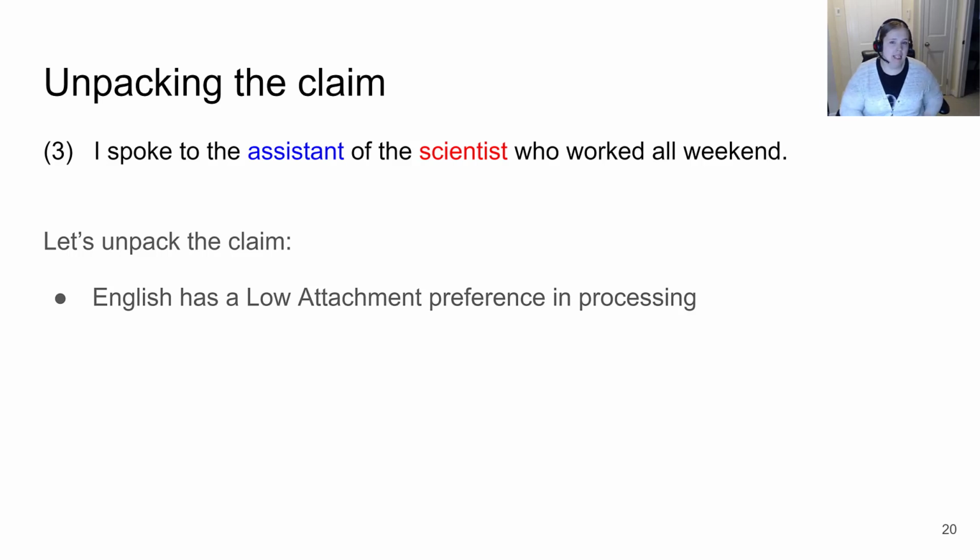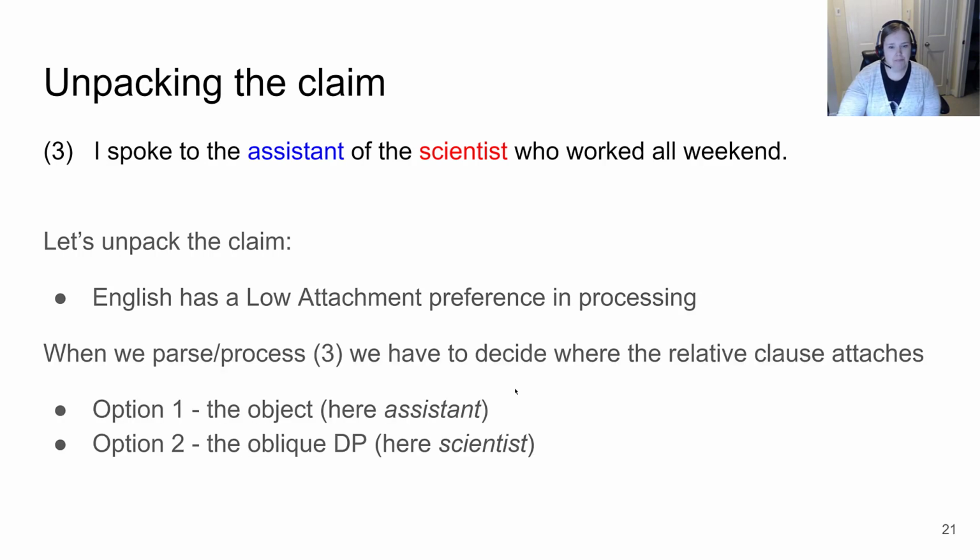Okay, so let's unpack this claim a little bit. If I show you back number 3 again in a way that's ambiguous, where I'm not pre-labeling who the trace is attached to, and I say English has a low attachment preference in processing, what that means is that when we are parsing or processing number 3, we have to decide where the relative clause attaches to.